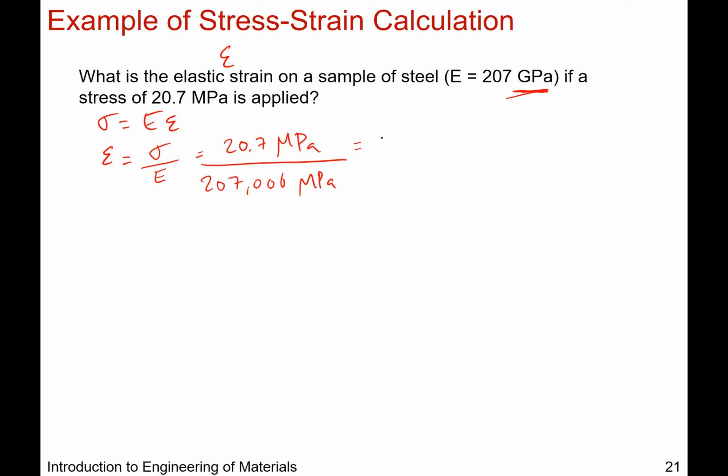And we get something that looks like this. So the strain is 1 times 10 to the negative 4, or 0.01% strain. Okay. So what that's telling you is the amount of elongation in your material, delta L, normalized by its initial length, L naught, is 0.01%, or 0.0001. Okay, that's the strain.